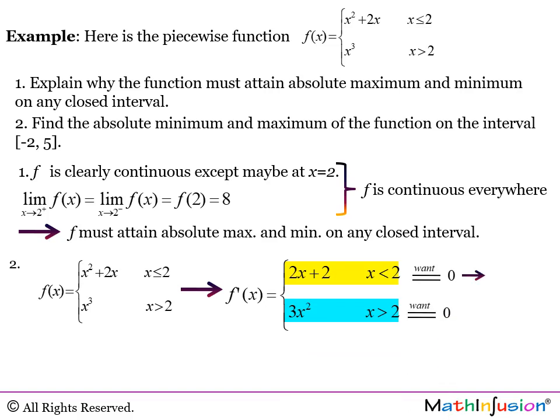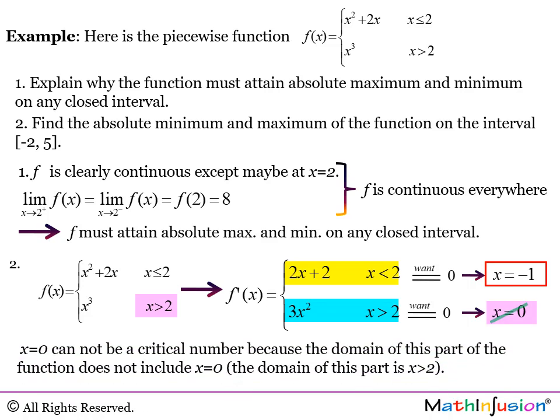This is 0 when x is -1. You have to check that this is in the domain at which x is less than 2. It is. And this is 0 when x equals 0. But the domain of this branch is when x is more than 2. So x equals 0 cannot be a critical number of that. And we get from here the critical number x equals -1. But this is not enough.